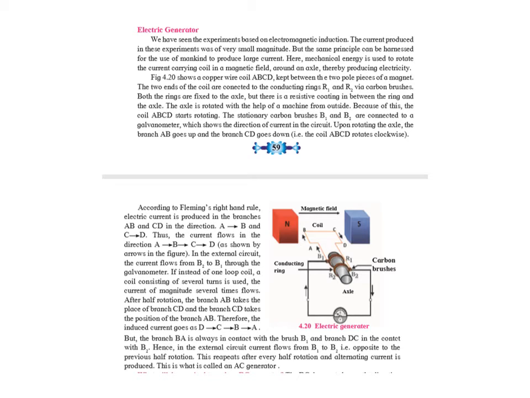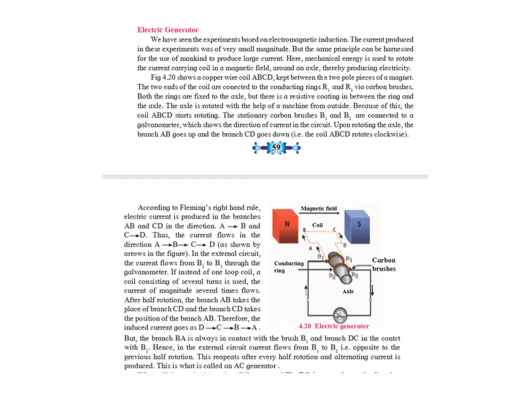Because of this, the coil ABCD starts moving. That means we move the axle with the help of some outside force, and because of this movement, the coil starts moving inside the magnetic field. The stationary carbon brushes B1 and B2 are connected to a galvanometer which shows the direction of the current in the circuit. Once the axle is rotated, the branch AB goes up and the branch CD goes down. That is, the coil ABCD starts moving clockwise.